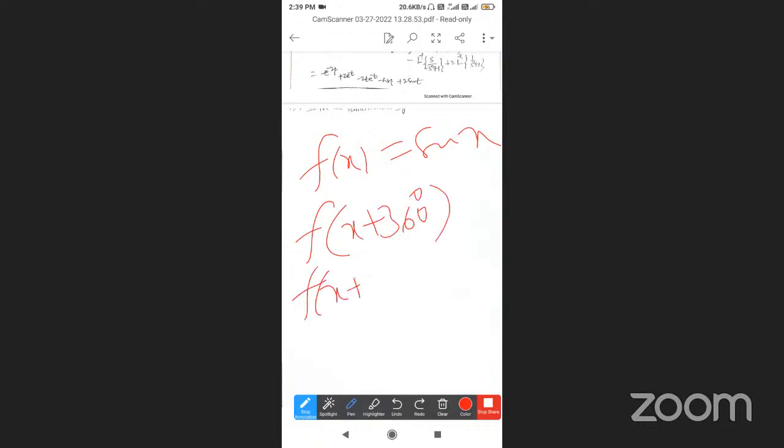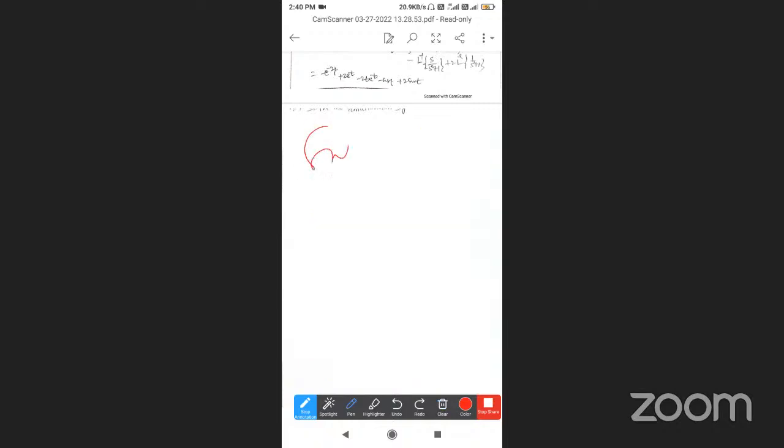The best example is f of x equal to sin x. Sin of x plus 360 degrees, that is x plus 2 pi, equals sin x, since sin of 360 plus theta is equal to sin theta. So sin x is periodic, and sin of 2 pi plus x is equal to sin x. Here p is equal to 2 pi. The period of the sin function is 2 pi.